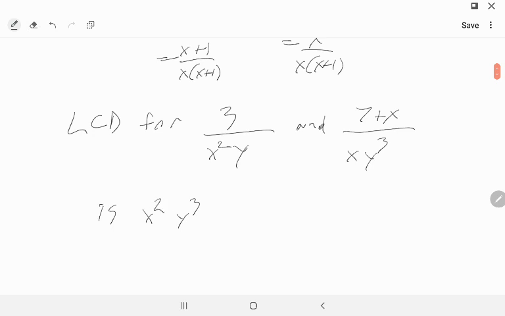And so we notice we could rewrite that first one as being 3y squared divided by x squared y cubed, multiplied by y squared divided by y squared. And that second one, we can multiply it by an x. We would get 7 plus x multiplied by x divided by the quantity x squared y cubed.